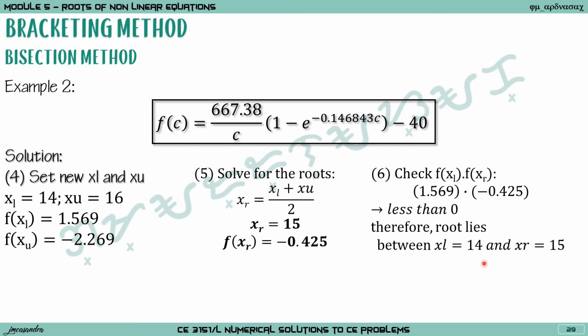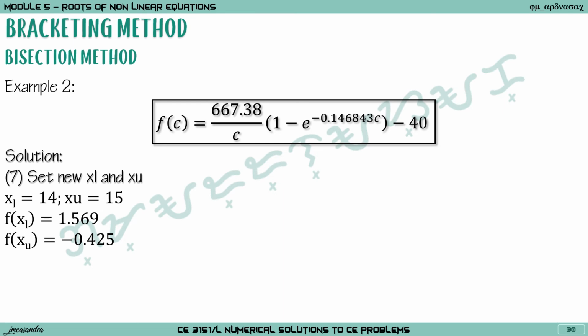So for your next process, since it's less than 0 and not equal to 0, we repeat our process using now the new lower limit 14 and the new upper limit 15. So for our next computation, we were able to solve already the functions of xl and xu of the new set. So we compute for the new approximate root, which is equal to 14.5.